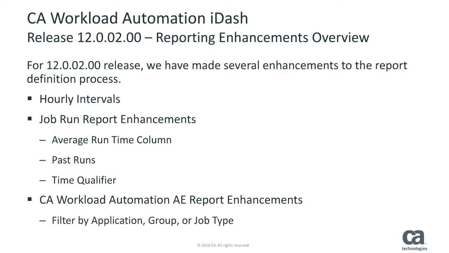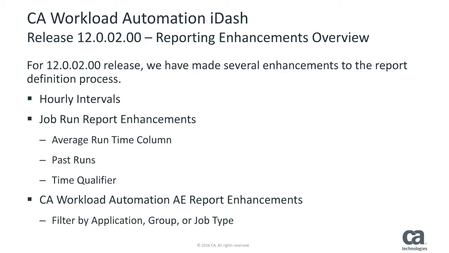For the 12.0.02 release, we have made several enhancements to the report definition process. We have added an option to specify hourly intervals when defining a report. We have enhanced the job run report for both CA7 and AE jobs in a few ways. An average runtime column has been added to the report.